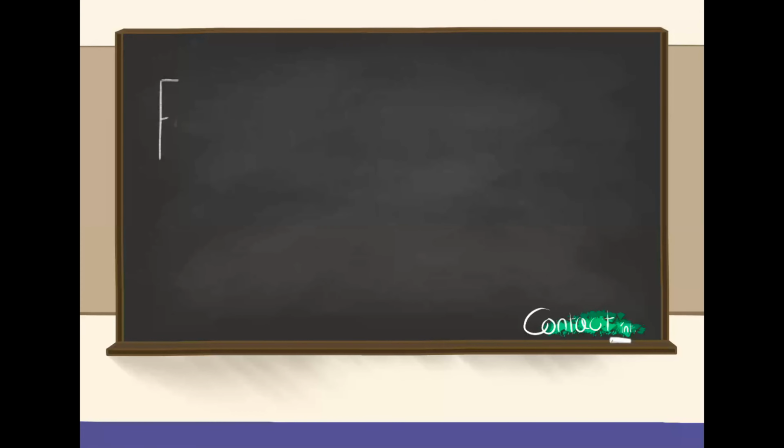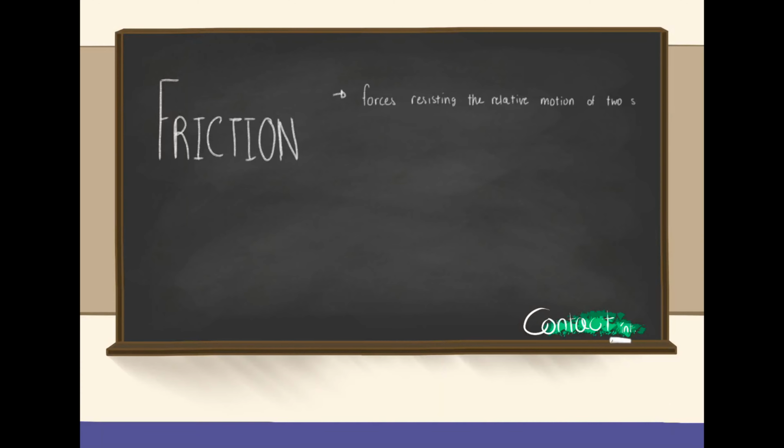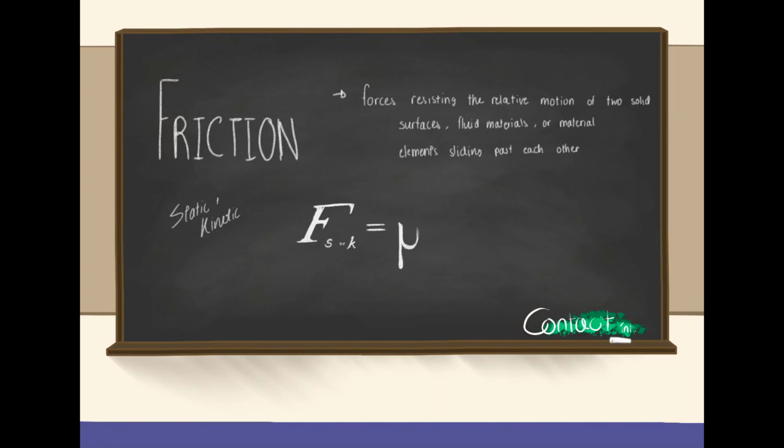Now finally, the last force is friction. Friction is a force that resists the relative motion of 2 solid surfaces, fluid materials, or material types when they slide past each other. There are 2 types of friction: kinetic and static. Static friction will always be greater than kinetic friction for the exact same object simply because the coefficient of static friction is always greater than the coefficient of kinetic friction. Kinetic friction is always directed in the opposite direction of the motion of the object, while static friction is always directed in the opposite direction of the motion that the object wants to move in. Lastly, frictional force is also directly proportional to the normal force of the object and does not depend on the surface area or relative speeds of the object.